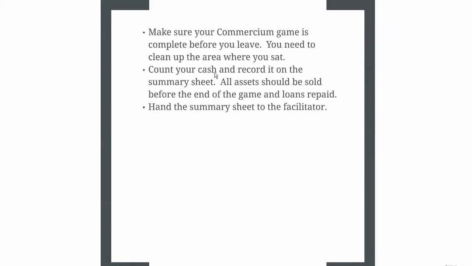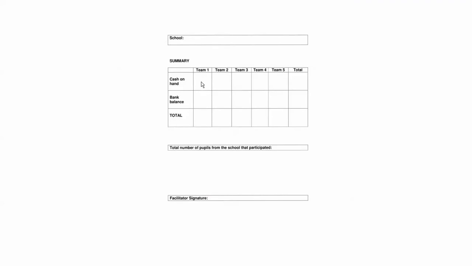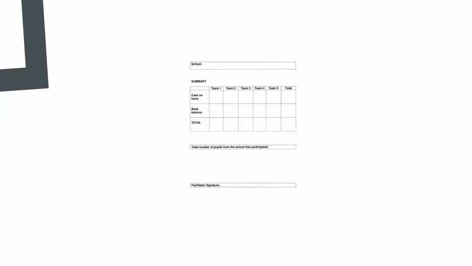Then they should also record their cash and the money in the bank. This will be used to determine the winners. To do this, all assets should be sold at the end of the game and the loans repaid. This summary sheet containing their cash and bank balances should be handed back to you, the facilitator, and brought to me.